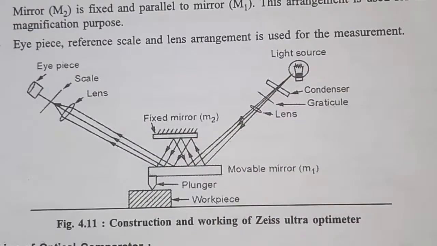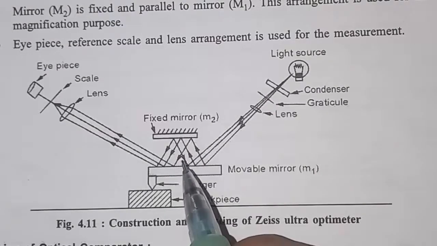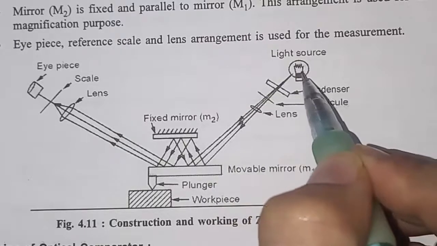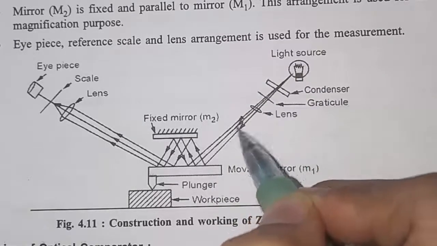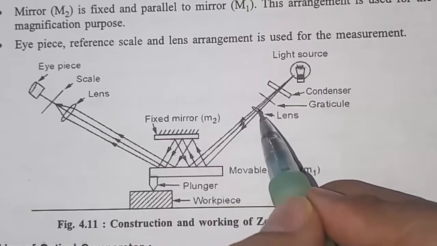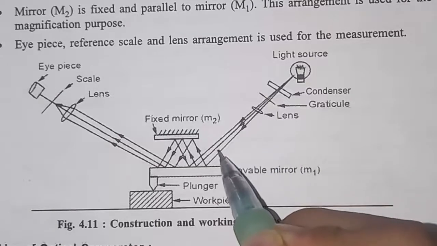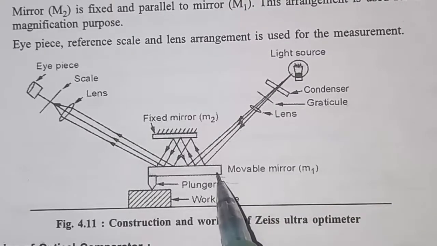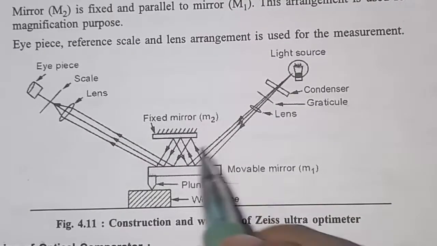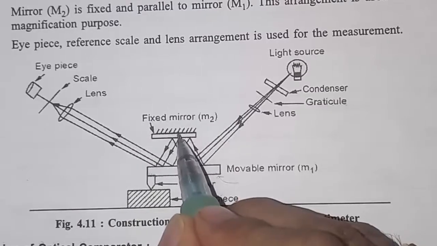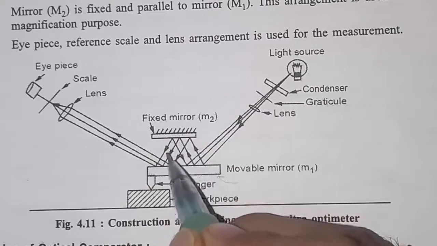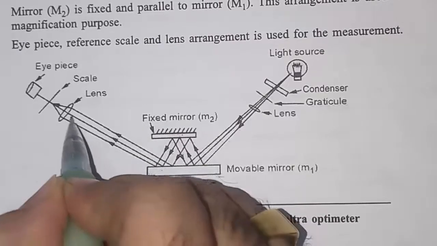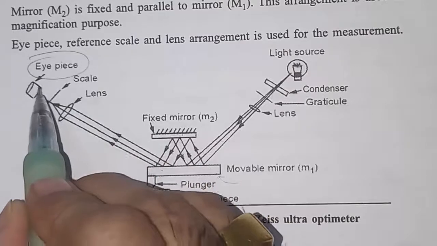Now here you can see this is the construction of the optical comparator. This is a light source and the rays are coming from here and pass through the condenser, reticle and lens, and then the rays come to the movable mirror. So this is the mirror which is movable, right? Now the rays are reflected from the movable mirror to the fixed mirror, and then again reflected to the movable mirror, and then the rays pass to the eyepiece, right?